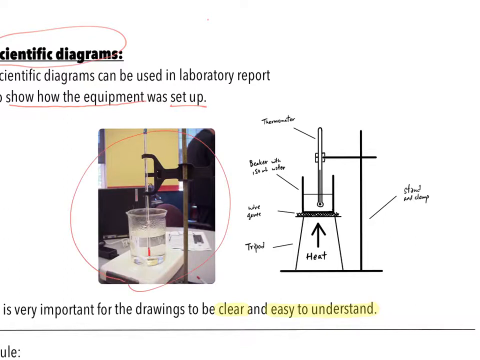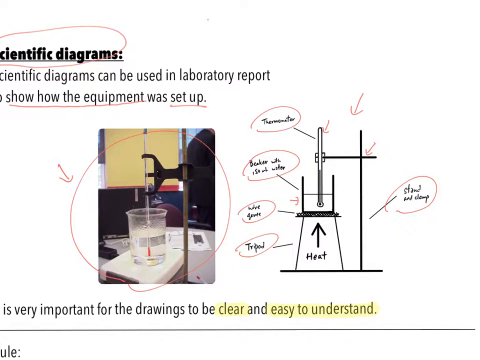However, if we want to show it on paper, we cannot draw this diagram directly. Instead, we use a scientific diagram. In this scientific diagram, you can see some very simple illustrations, for example a thermometer, a stand clamp, and a beaker of water. We also have some labels. These labels are very important because they tell you what these things are.